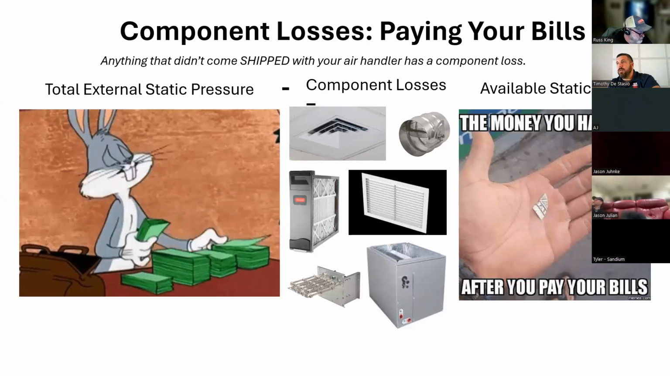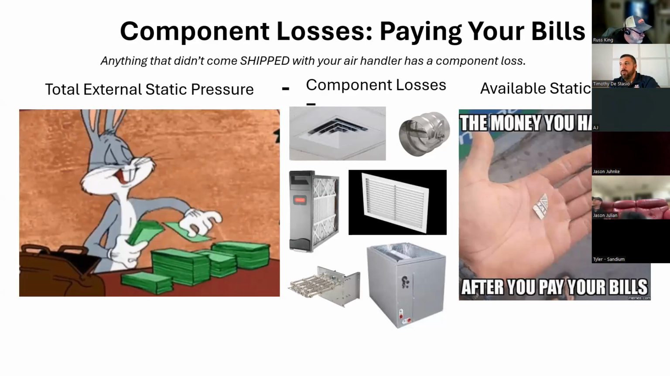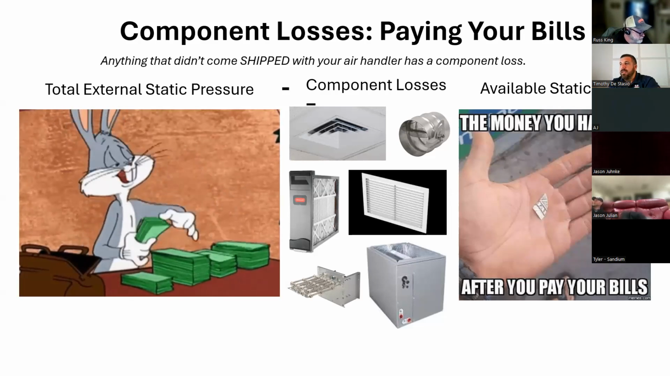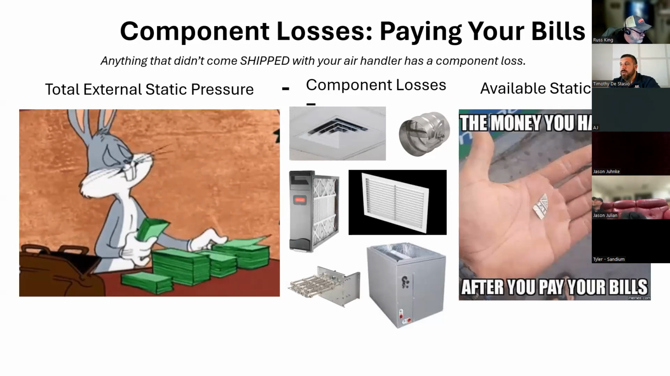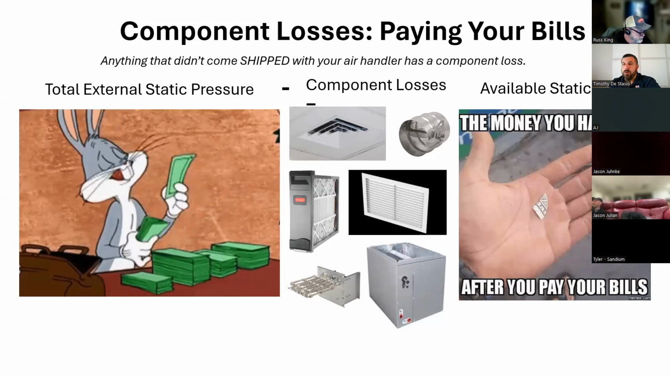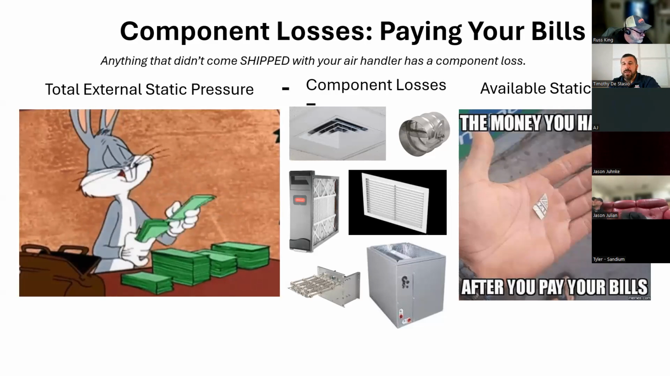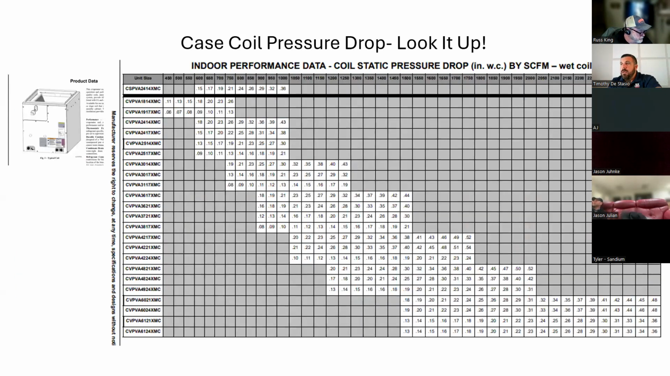So what is a component loss? It's anything that did not come shipped with your air handler. It is a component loss. So things like diffusers, dampers, filters, grills, coils, heaters, anything that did not come shipped with your air handler is a component loss. So things like a case coil. Don't just assume you know what the pressure drop is going to be under the case coil. Look it up. This is another Carrier number.